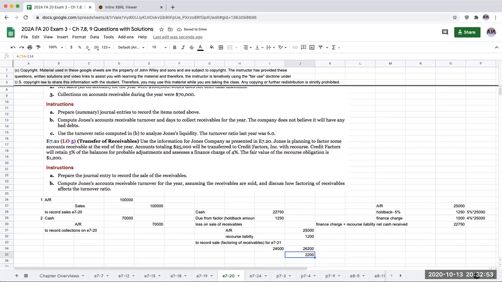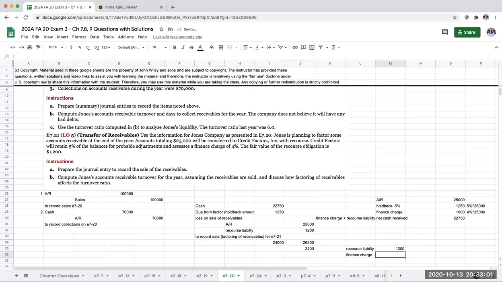What is this 2,200 made of? It is going to be the recourse liability of 1,200 plus the finance charge over here of $1,000. So I'm going to have a loss on sale of receivables of $2,200. And just to make sure that I did this correctly, I want to go through and add up my total debits and credits to make sure these add up. And I would need over here a date.